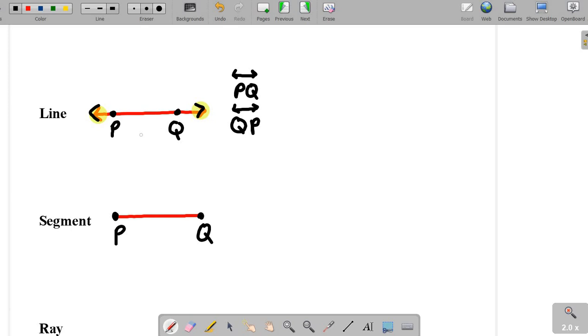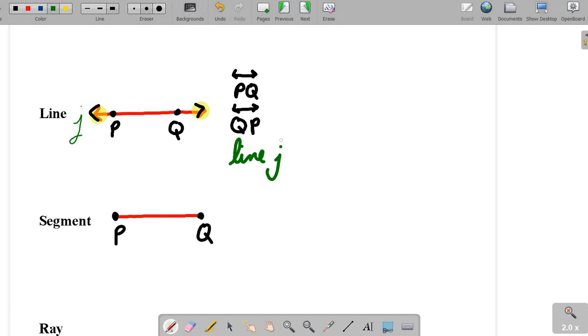There's a third way I can name a line. You can use a lowercase letter at either of the arrow points, usually in italics or cursive. So for example, I could call this line J, and you use an italic or cursive lowercase letter because it's not a point.